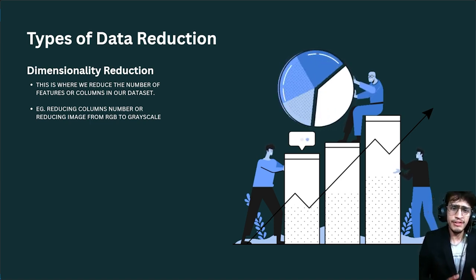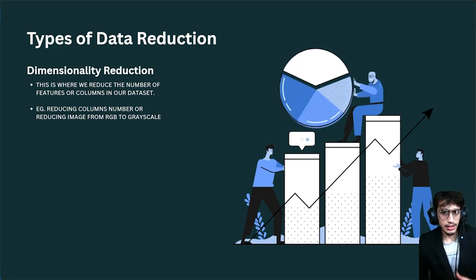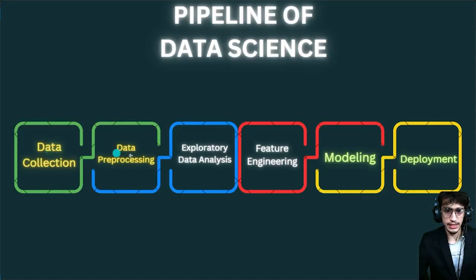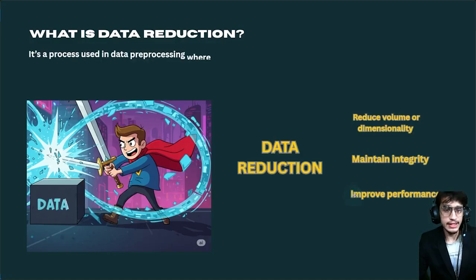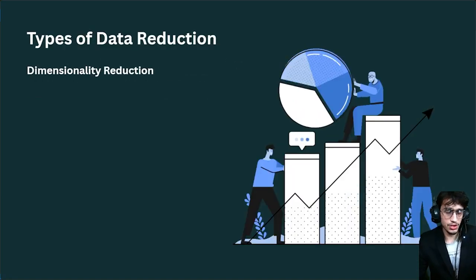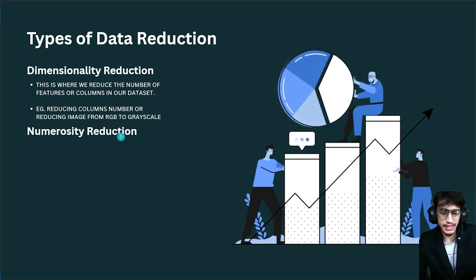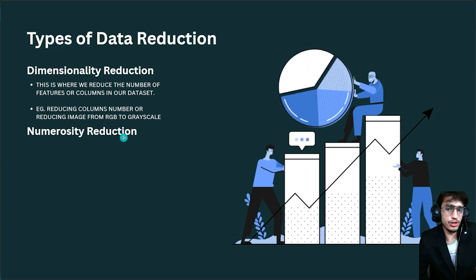Okay, we will see this in depth and code it in the section where we do feature engineering. After the EDA we have set feature engineering in the pipeline. So after EDA we will do feature engineering. All feature engineering is about the dimensionality reduction of data. Okay, so this is one example where we are reducing the columns, or we are reducing the image from RGB to grayscale. That is also a reduction of data dimensionality.